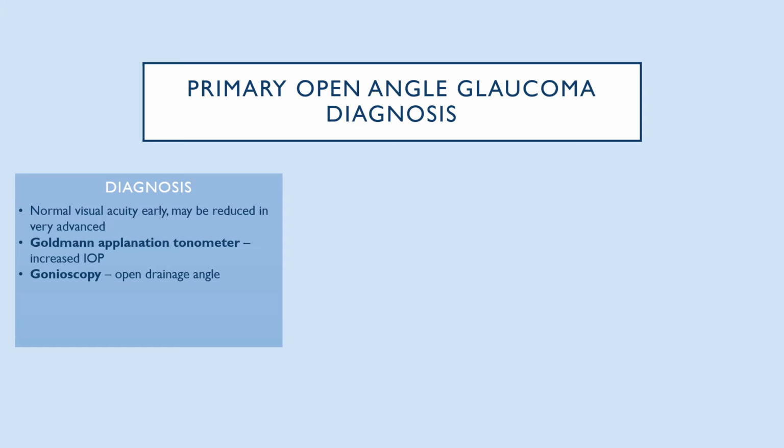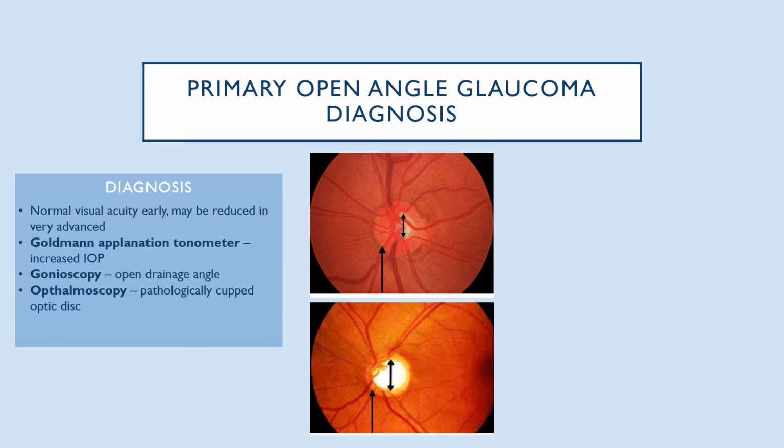Gonioscopy is something else we can use to look at the flow of the aqueous humour through the eye, and this will show an open drainage angle, as I mentioned previously. Ophthalmoscopy will show a number of features, namely a pathologically cupped optic disc is what you'll hear talked about when people talk about glaucoma. So if we look at these images, these both show the left eye. The top one is a normal eye and the bottom is a glaucomatous eye.